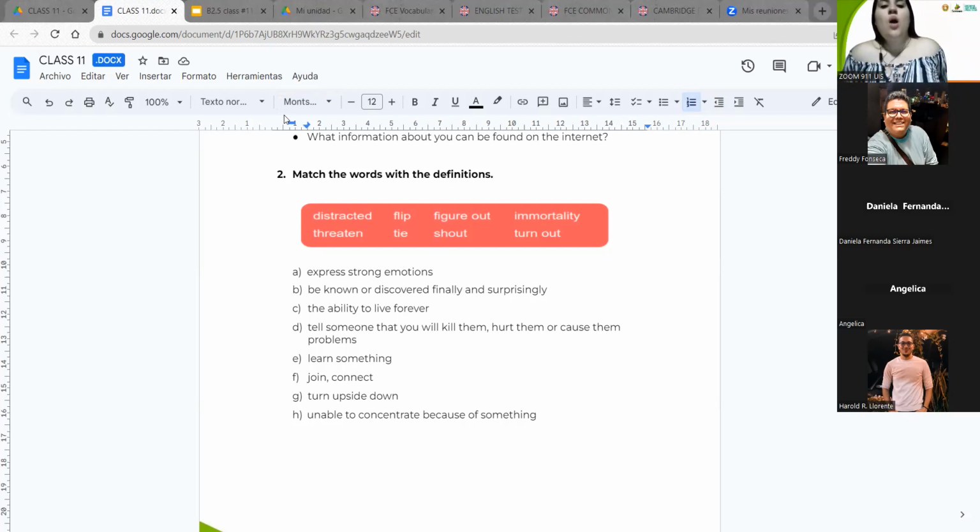Yeah, okay. What about express strong emotions? What will be the word for it? Flip? No. Shout. Shout, yes. So shout will be to express strong emotions, could be.